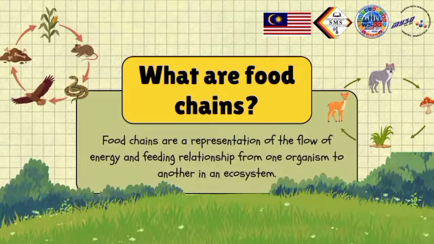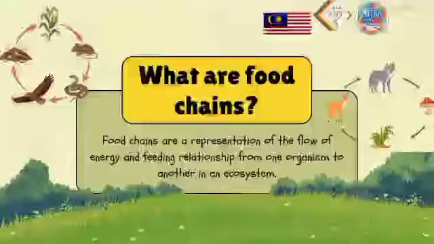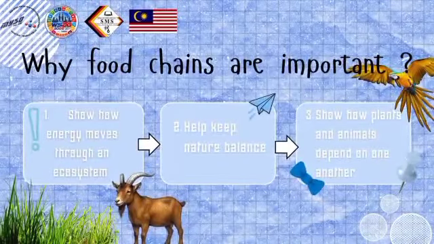A food chain is a representation of the flow of energy and feeding relationship from one organism to another in an ecosystem. In simple words, it shows who eats who. Now, I'm going to explain why food chains are important.